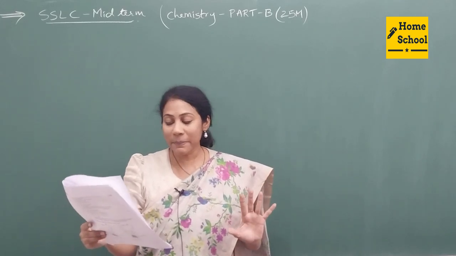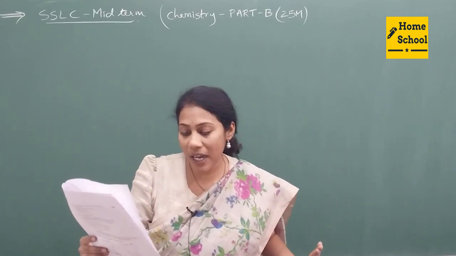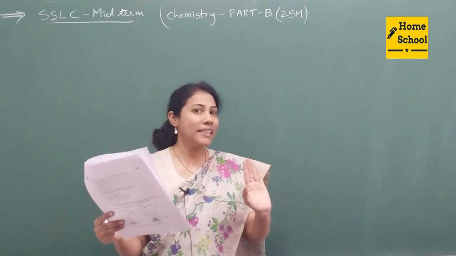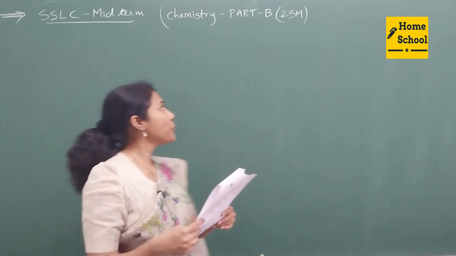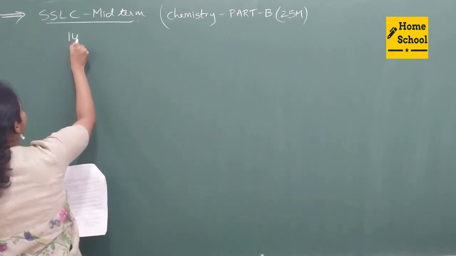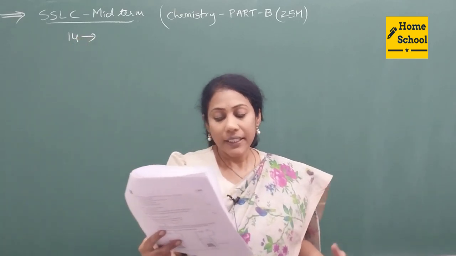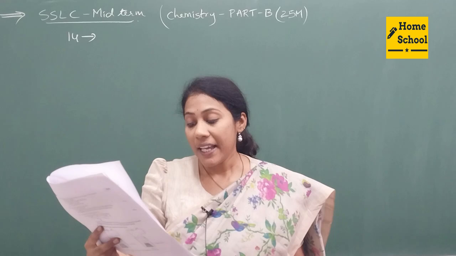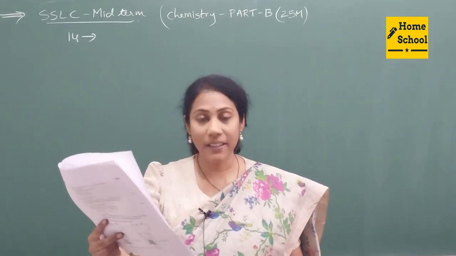Okay, so let me start with Part B chemistry, which is of 25 marks. The multiple choice questions are easy only, not difficult. So question number 14 onwards starts the chemistry part. The 14th question: an endothermic reaction among the following is?